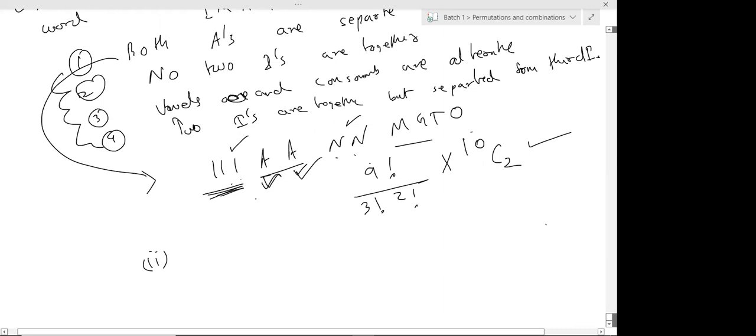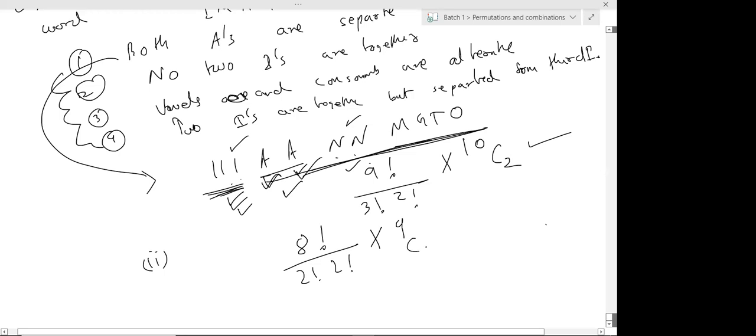No two I's are together, so I need to keep the I's separate. So first let's arrange these. In total we have 8 letters, so 8 factorial upon 2 factorial and 2 factorial, because of 2 A's and 2 N's. These 8 letters will create 9 gaps, and I have to fill 3 I's in them. So 9C3. Again, I don't have to arrange because they are identical.